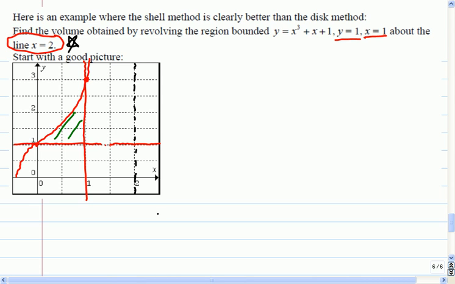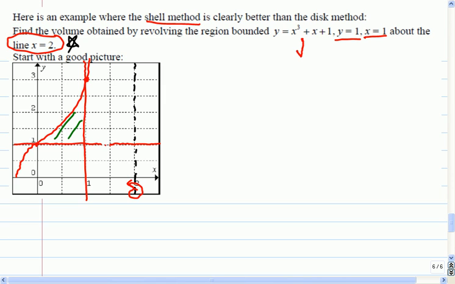And like I said, I still like to actually draw it to remind myself. I'm rotating it around that line. Okay, so now I have my picture set up. I haven't made any decisions yet as to what I'm going to do, other than the fact that I told you to use the shell method. But let's just pretend we didn't have the information given to us.